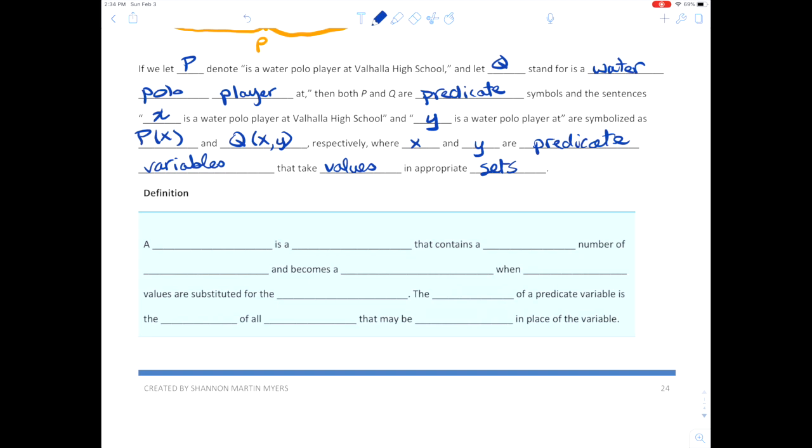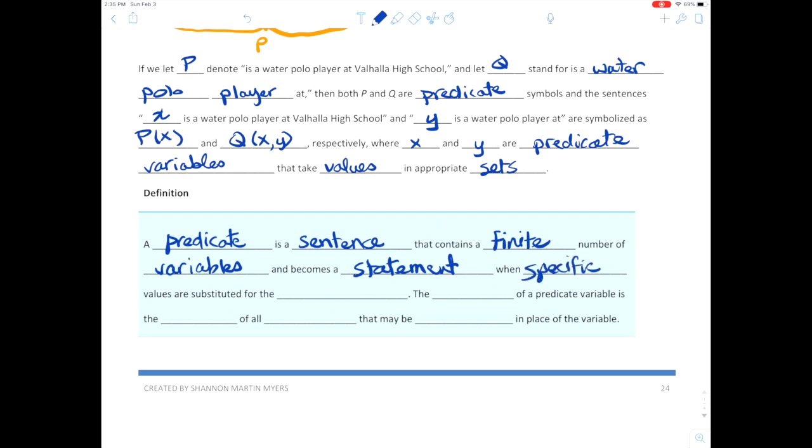All right, so that brings us to our first definition where we're defining a predicate. A predicate is a sentence that contains a finite number of variables and becomes a statement when specific values are substituted for the variables. The domain of a predicate variable is the set of all values that may be substituted in place of the variable.